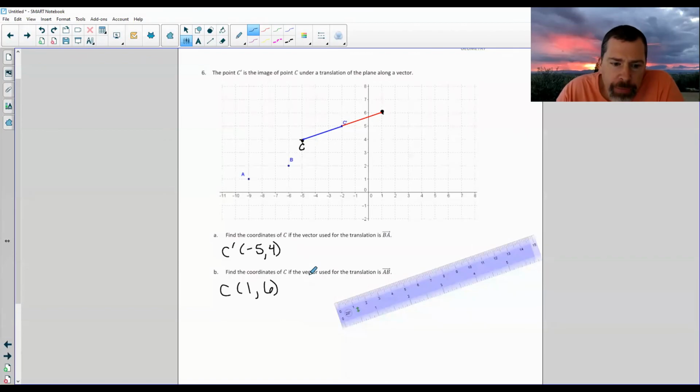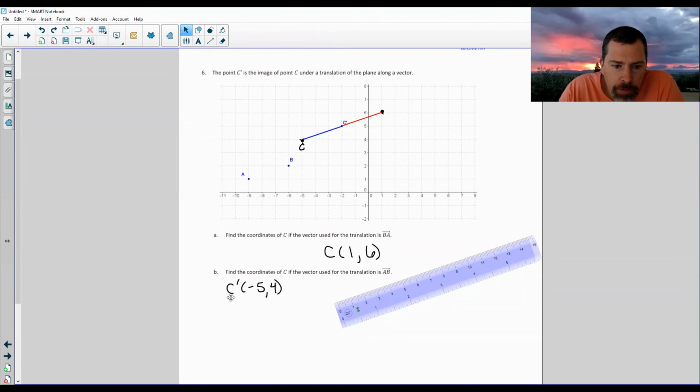Okay, so in thinking about this, if you think of it a different way, the answers may be this way instead. And let me explain. Okay, so if we used the vector BA, find the coordinate of C, the vector used for the translation is BA. The point C prime is the image of point C. So C is the pre-image. So we should be starting here.